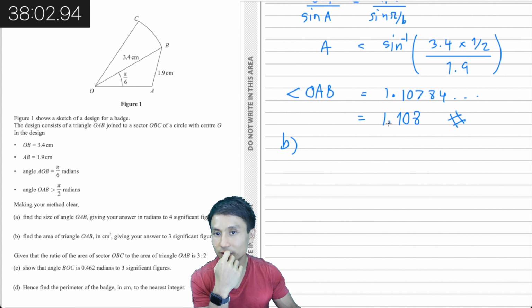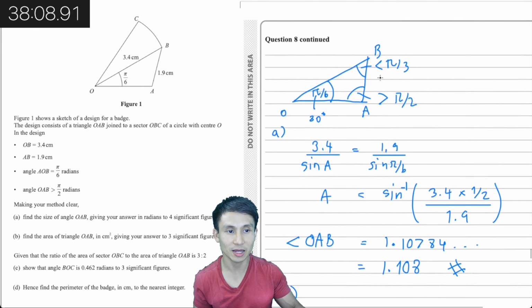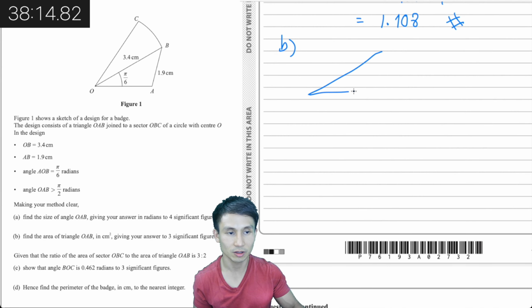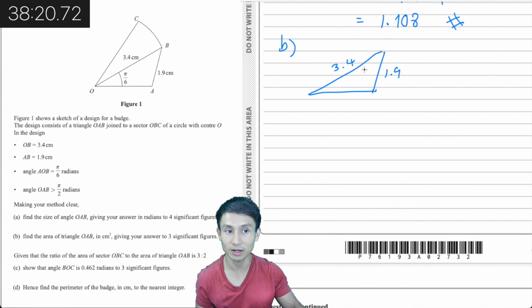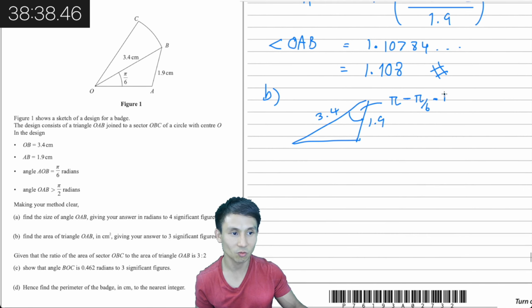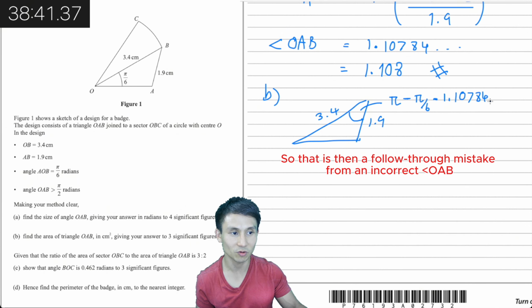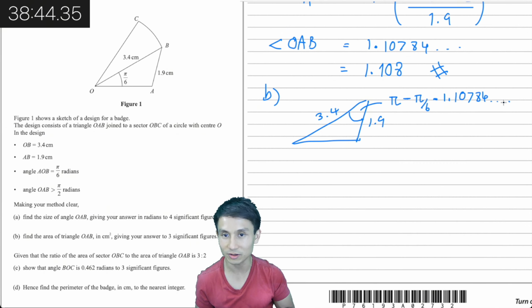The way we find the area is that we can use the angle OBA, because we already know the sides of this one and this one. So let me draw a new triangle down here. We know that this is 1.9 and this is 3.4, and that's the angle we want to calculate the area with. This angle right here is going to be pi, which is 180, the sum of the interior angles of a triangle, minus one of them, pi over 6, and minus the other one we just got, 1.10784..., which is what I have in the calculator right now.